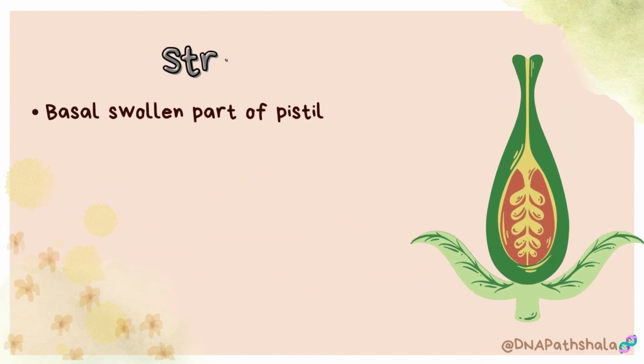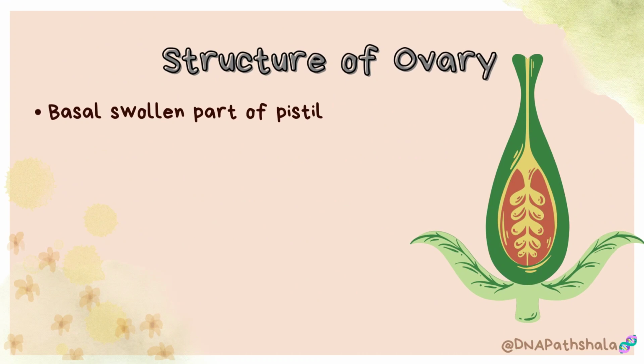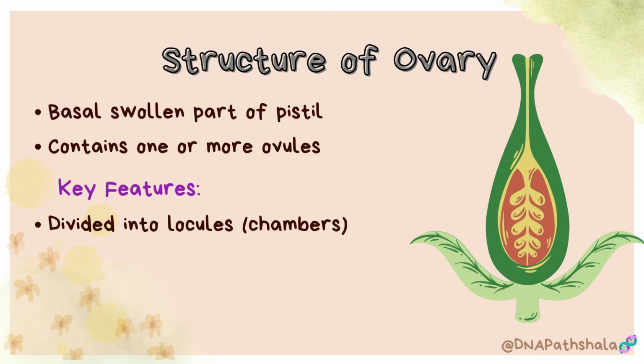Now comes the ovary, the most important part. It is the basal swollen region of the pistil. Inside the ovary, we have ovules. Ovary may have one or many ovules depending on the plant. It can also be divided into chambers called locules. So, ovary has locules, that is chambers, where ovules are present.